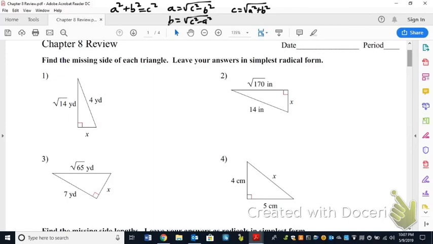So really the important one to identify here is c, which is the hypotenuse. The hypotenuse of a right triangle is only found across from the right angle. Okay?